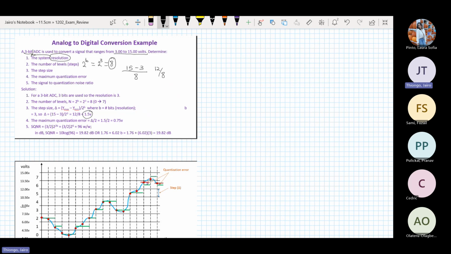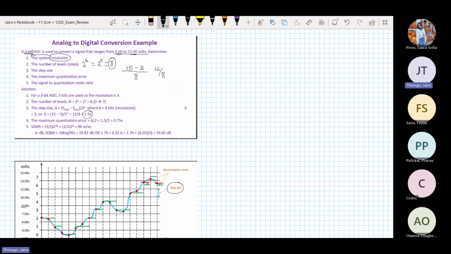So backtrack a little bit. The resolution, just for formality, is the number of bits given in the question. The second question would most likely be the number of levels, which will be just 2 to the number of bits, which is 8 in this case. The step size, as it's also written over here, is the maximum voltage, the maximum range, minus the smallest, divided by the number of levels.